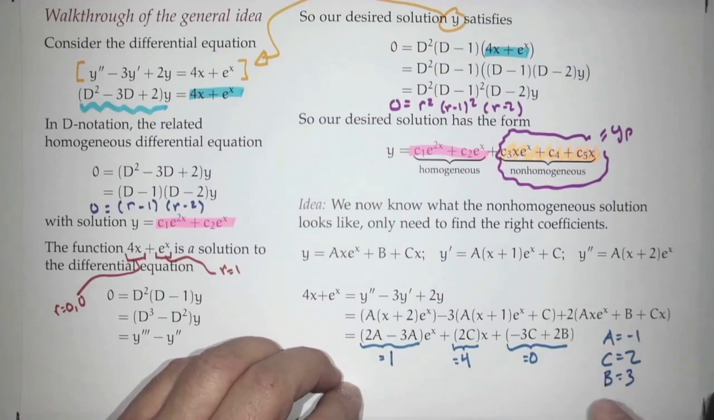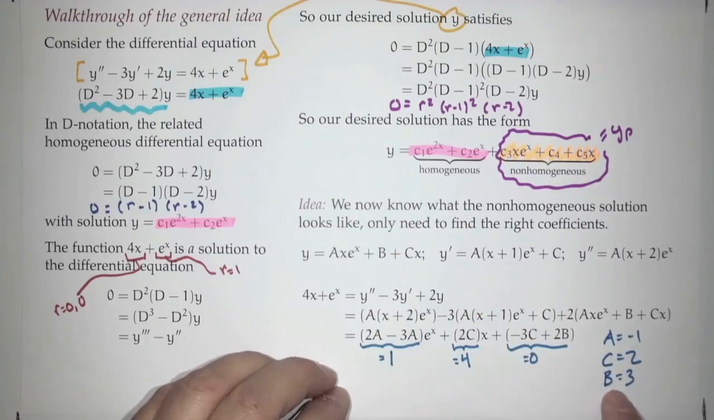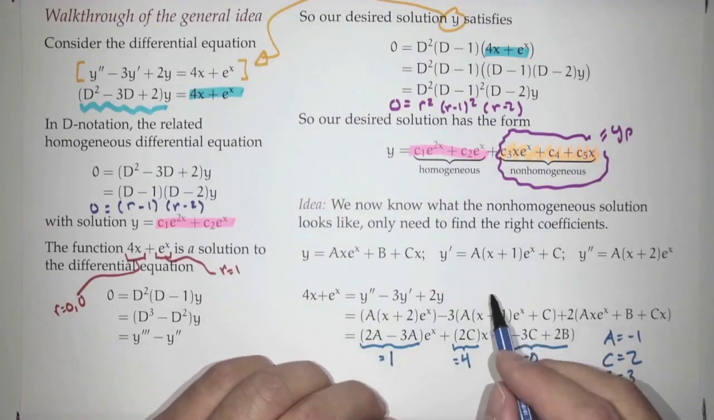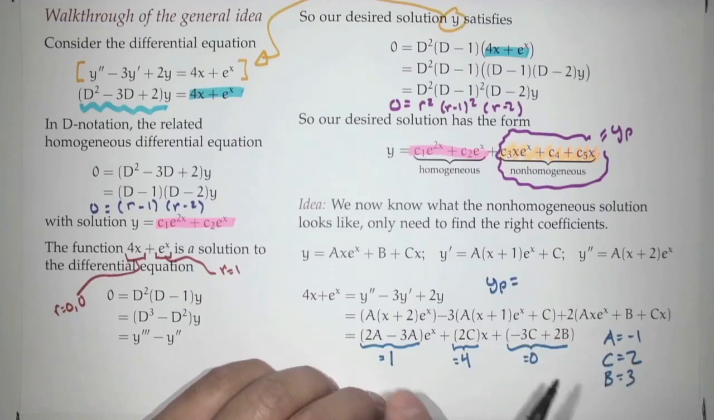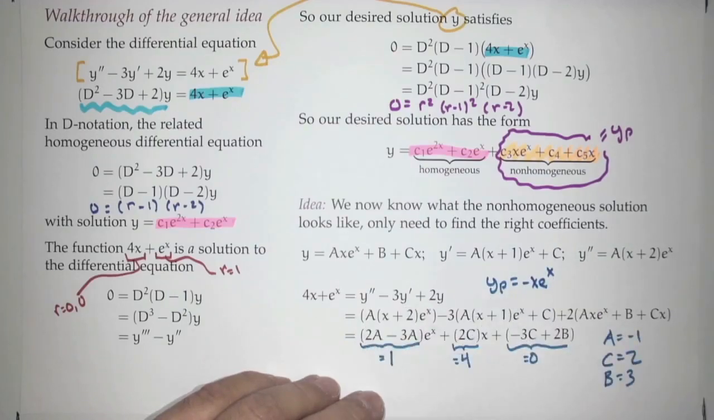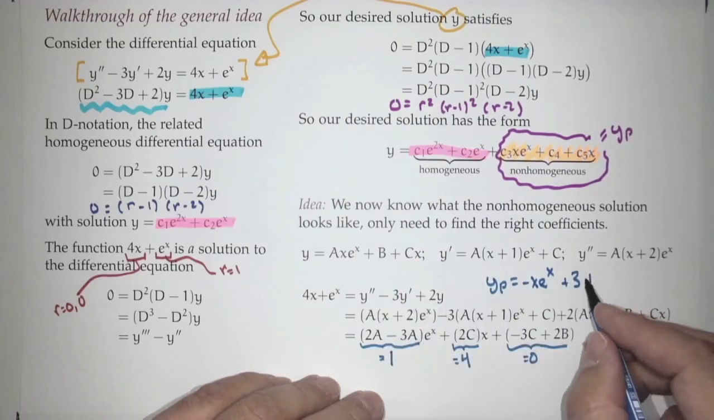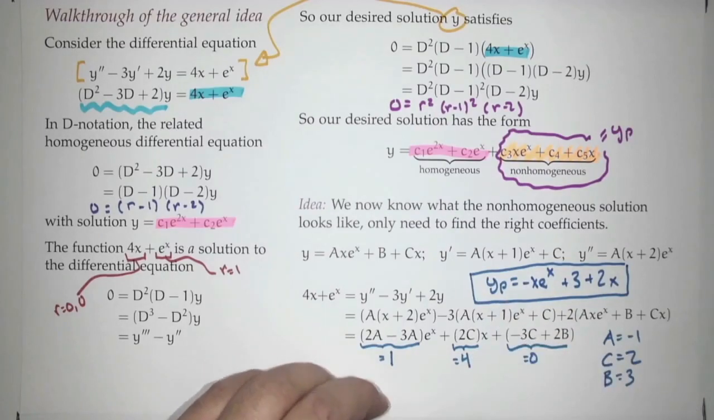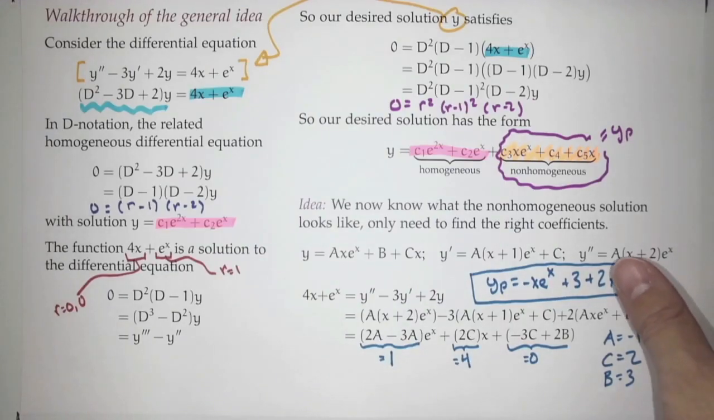And now I say, aha, we had the right form, we just didn't know the coefficients. They were undetermined. But now they've been determined. And therefore, we can say that our particular solution will be a, which is minus 1, so minus x e to the x, plus b, so that's plus 3, plus c, which is 2 times x. And there we go. So here's our solution to the non-homogeneous part. That's the idea. Okay, so like I said, this is sort of peering into the black box. Let's open up the hood.